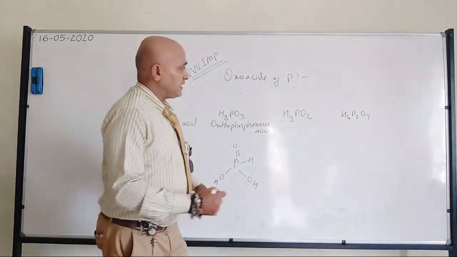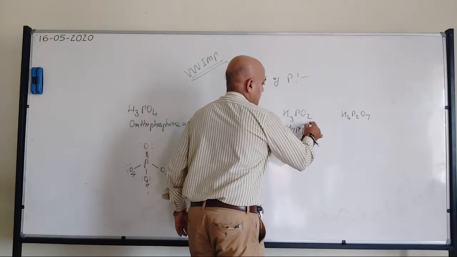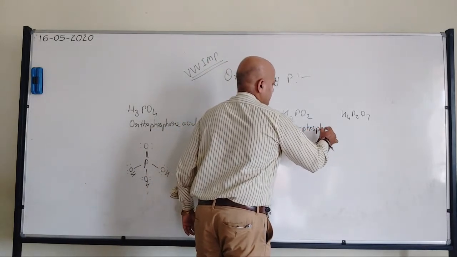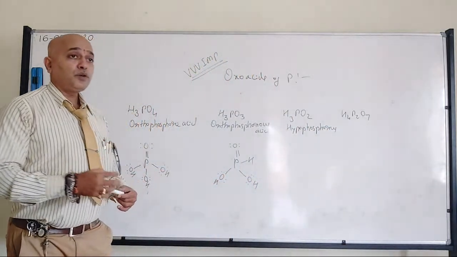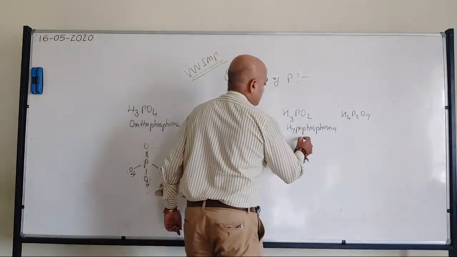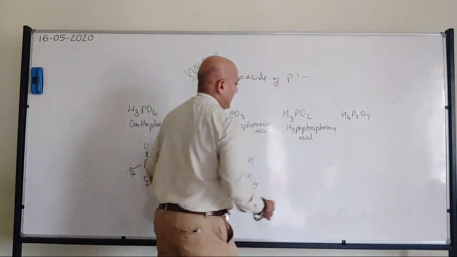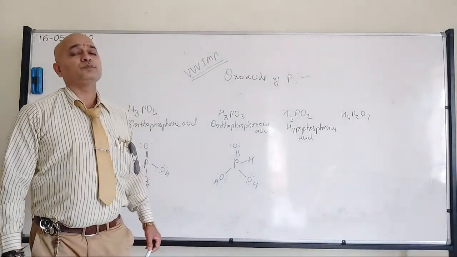So that's where we have the orthophosphorus acid. Now we have hypophosphorus acid. Normally hypo stands for holding less water molecules. Hypophosphorus acid. What can be the structure? H3PO2.